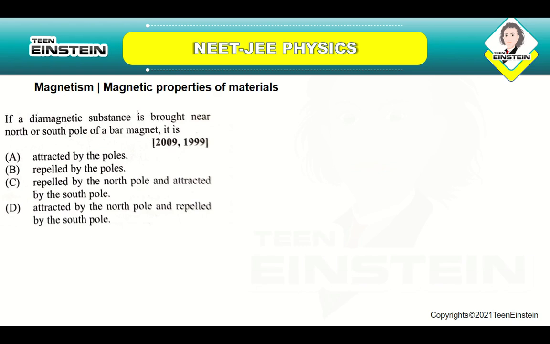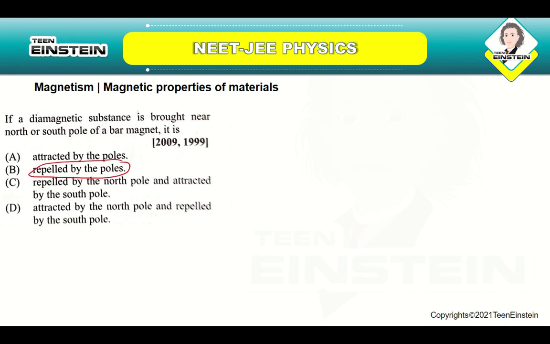Okay. So, we all know that diamagnetic substances will have a negative intensity of magnetization. So, they will be weakly repelling to the external magnetic field. As we saw in the previous questions also, the susceptibility value is negative. So, even if you apply a large magnetic field, the material does not get magnetized. So, the correct answer for this is that it is repelled by the poles. So, option number B is the correct answer.